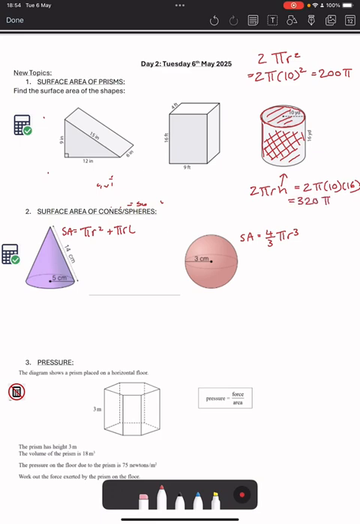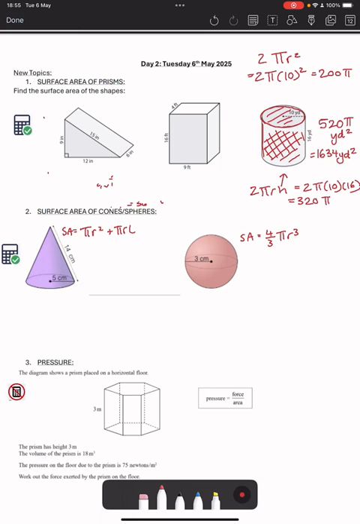So the total surface area for this would be 520 pi yards squared, or if it didn't want it left in terms of pi, it would be 1634 to 4 significant figures.